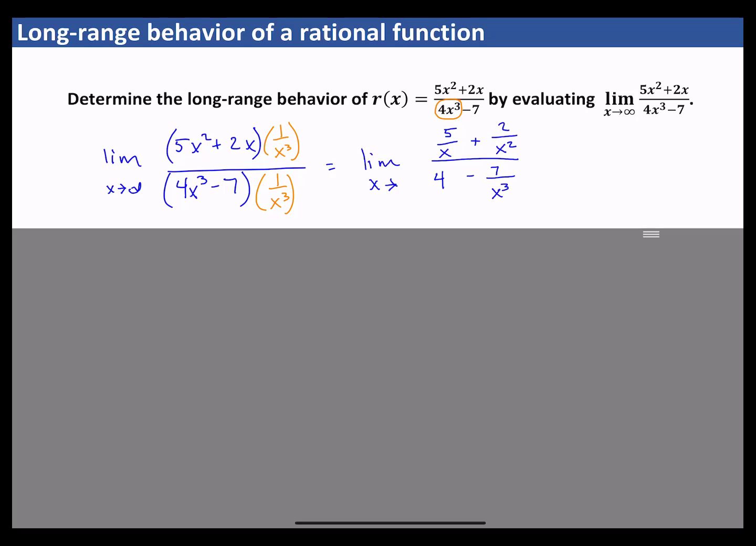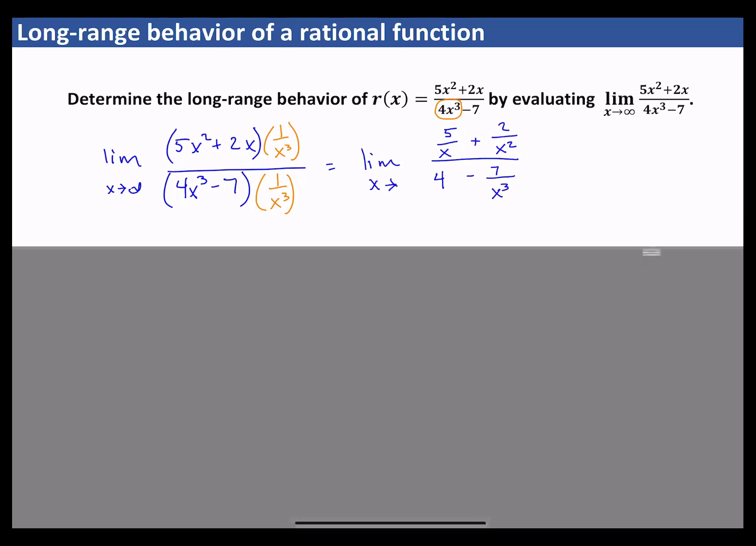And so we're thinking about what happens to these familiar terms, 5 over x, 2 over x squared, and 7 over x cubed, as x increases without bound. So we know that if x is increasing without bound, 5 over x is getting smaller and smaller. It's going to approach 0. 2 over x squared is going to approach 0. And 7 over x cubed is also going to approach 0.